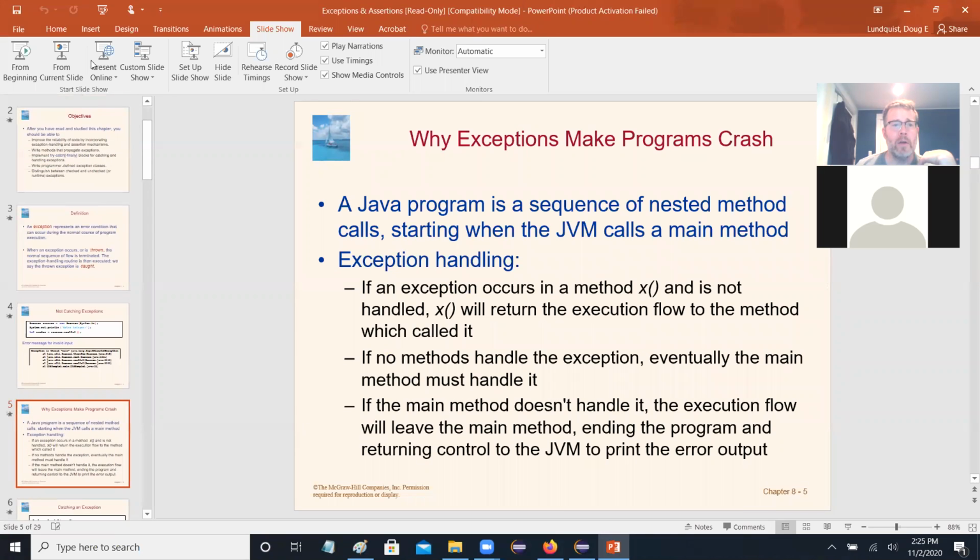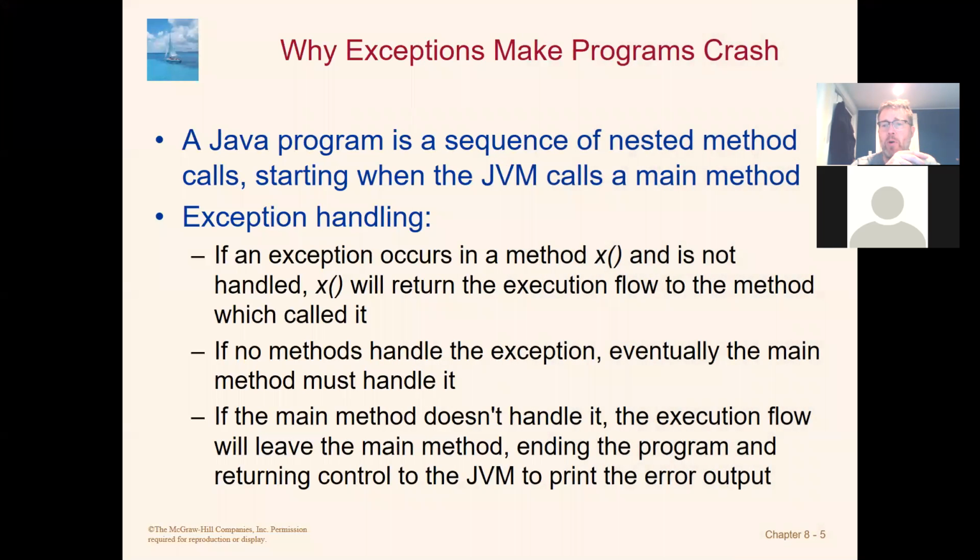Okay, so again, why do exceptions make programs crash? A Java program, as we know, is basically a sequence of nested method calls starting from when the JVM calls the main method. So whatever method an exception happens in, if it's not handled locally, that method will return the execution flow back to whatever method called it. And if no methods handle it, eventually it goes all the way back to the main method, right?